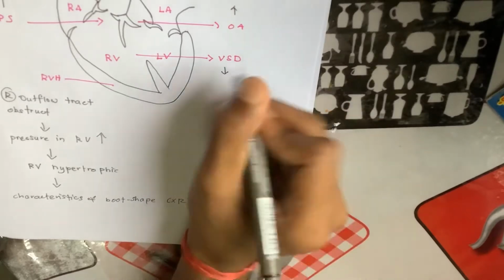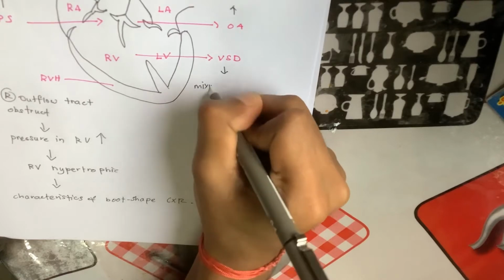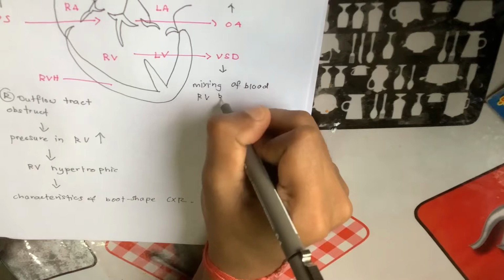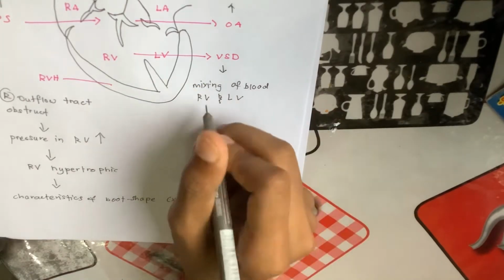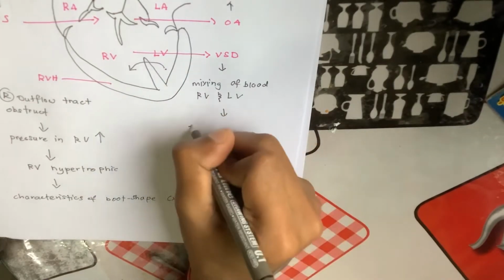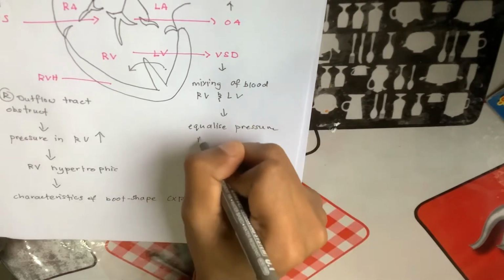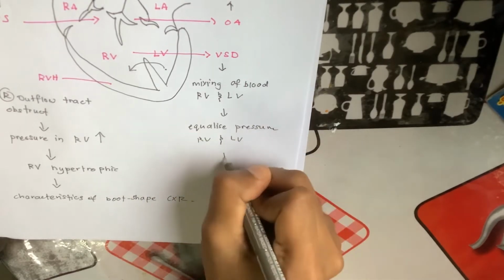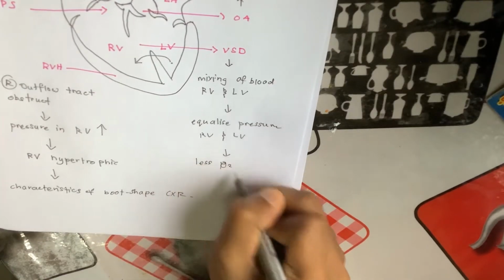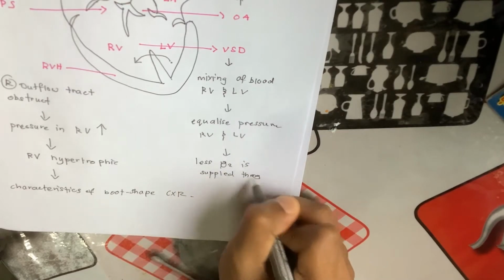The fourth one is the ventricular septal defect. The ventricular septal defect allows the mixing of blood between the right ventricle and left ventricle. Since the pressure in the left ventricle is higher, the blood flows to the right ventricle, and this equalizes the pressure between the right ventricle and left ventricle, and thus less oxygen is supplied throughout the body.